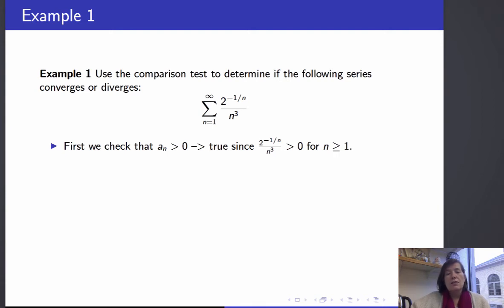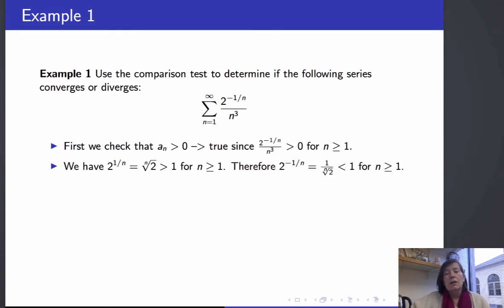Well, the an's are greater than 0. This is true because 2 to the minus 1 over n cubed is bigger than 0 for n bigger than or equal to 1. And we actually have 2 to the 1 over n is the nth root of 2. That's bigger than 1 for n bigger than or equal to 1. Therefore, 2 to the minus 1 over n is 1 over the nth root of 2, which has to be less than 1 for n bigger than or equal to 1. So therefore 2 to the minus 1 over n cubed is less than 1 over n cubed for n bigger than 1.